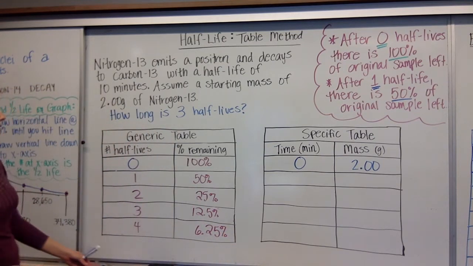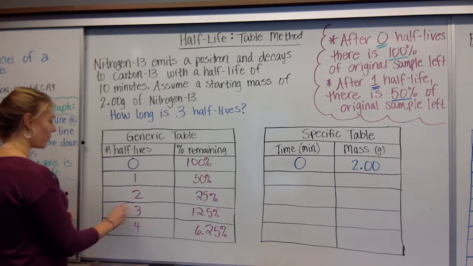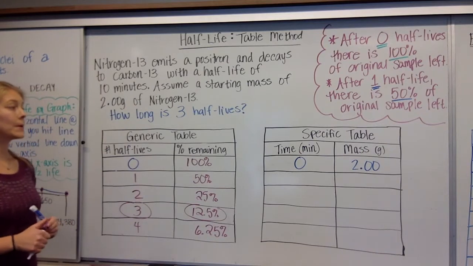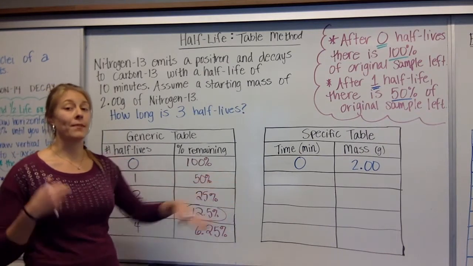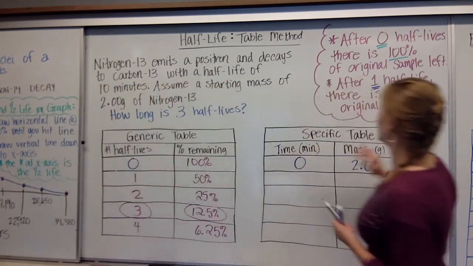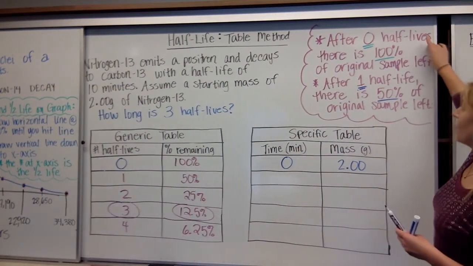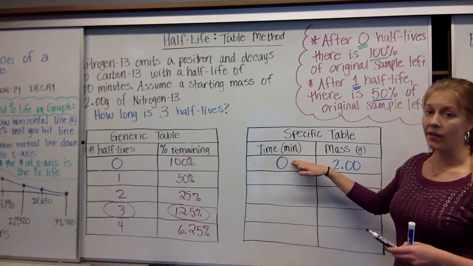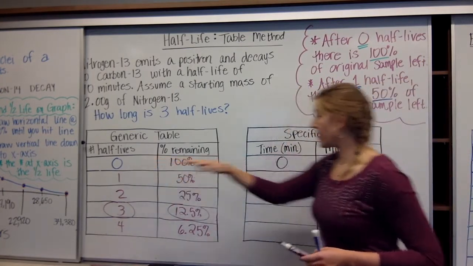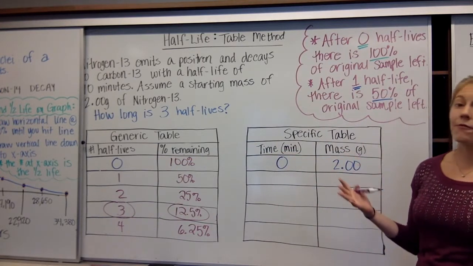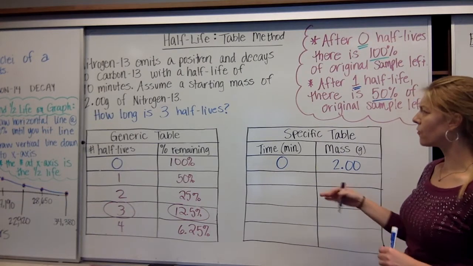Okay? So we want to know how long 3 half-lives is. At 3 half-lives, we know we have 12.5% left. Here we're going to want to use our specific table. One thing I want to point out is that after 0 half-lives, we know that we have 100% remaining. That's why we're always starting with 0 half-lives or 0 time. After 1 half-life, obviously we have 50% remaining.